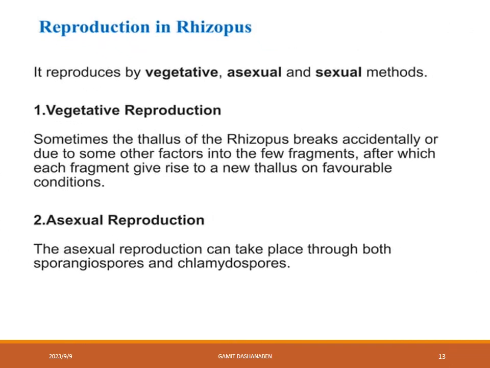Reproduction in Rhizopus: It reproduces by vegetative, asexual, and sexual methods. Vegetative reproduction: Sometimes the thallus of Rhizopus breaks accidentally or due to some other factors into new fragments, after which each fragment gives rise to a new thallus under favorable conditions. Asexual reproduction: Asexual reproduction can take place through both sporangiospores and chlamydospores.